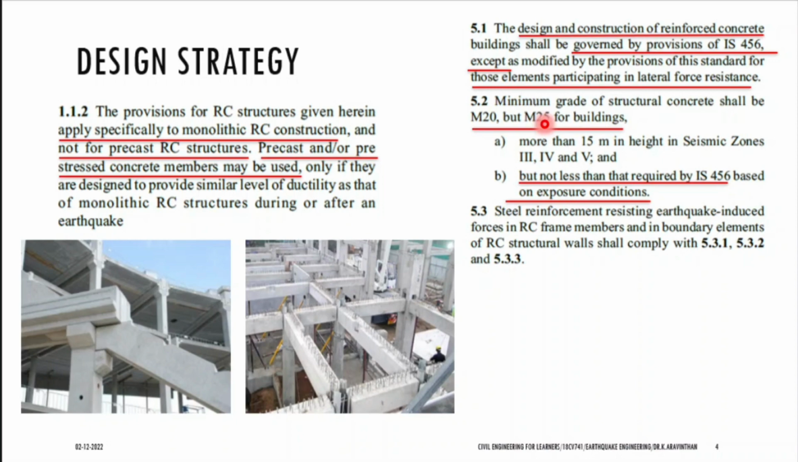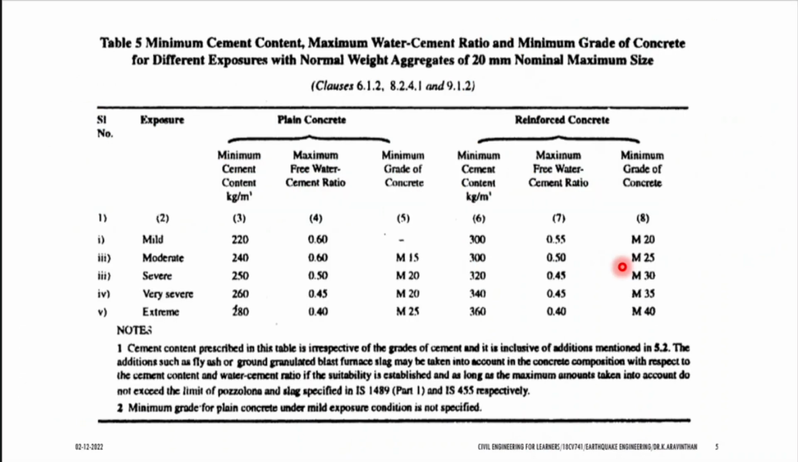Which grade will you follow? M40. Now you should not say, sir, in IS 13920 they say that minimum M20 to 25 is enough. But you should use your brain. They are giving minimum. So when you compare M25 and M40, M40 should be taken as the minimum. Now you have to proceed with that. Now the steel reinforcement has to be used. Now concrete is over. You understand that while using M40 grade concrete, what is the water-cement ratio?